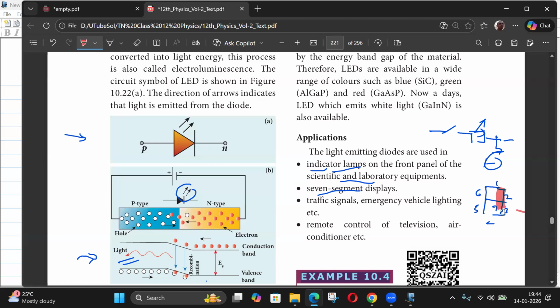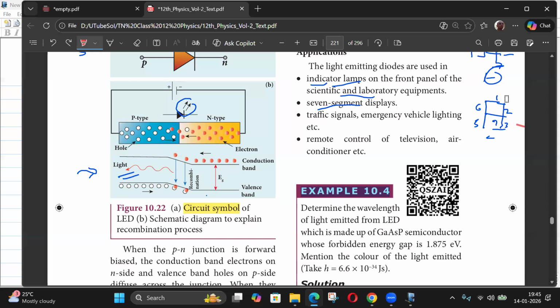So this is number 1. And then number 2 is this one. And 3 also you can get. Okay, so 0 to 9 you can get from this one. That's all the digits. So each one is one LED.